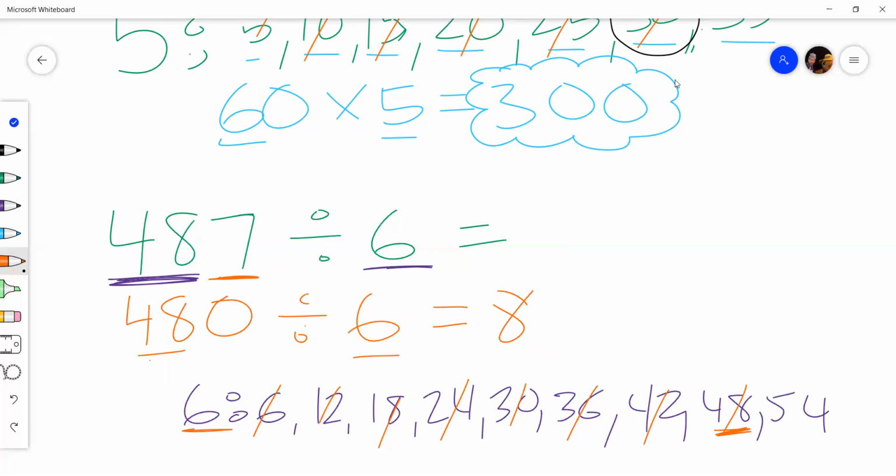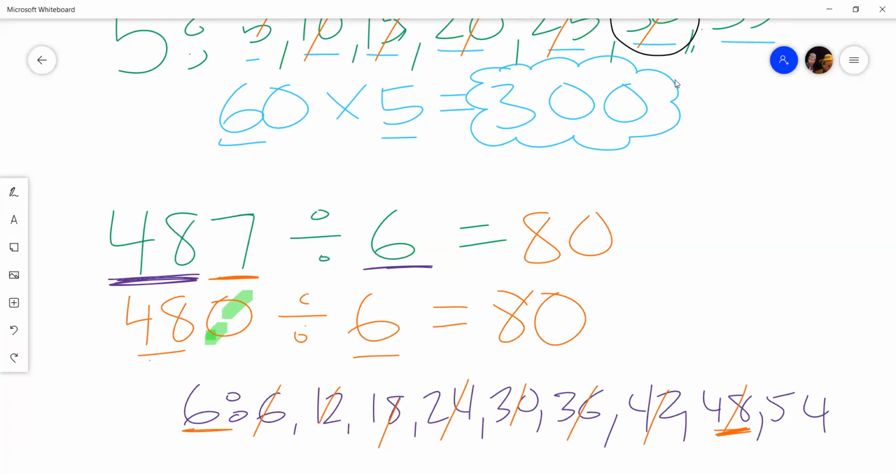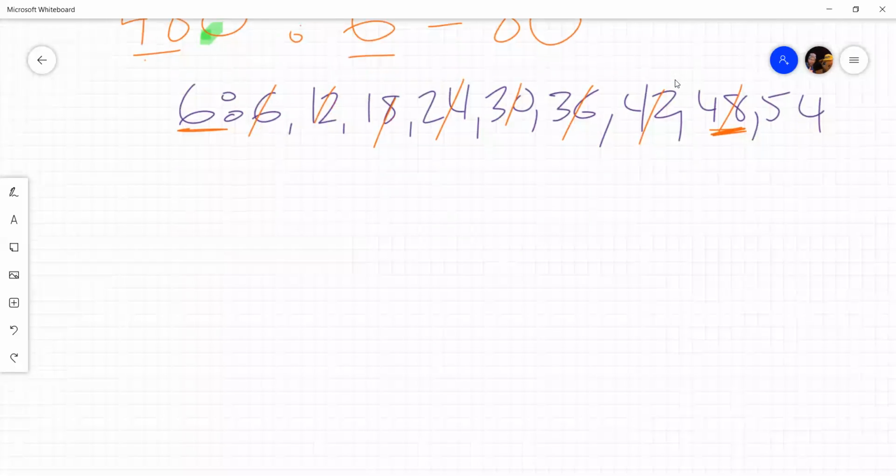And then again, there's a 0 right there, so I need a 0 here to make sure that I have the right answer. So estimation-wise, 487 divided by 6 is about 80. It's about 80. And again, you see how I did that. I used my multiples of 6 to help me round 487 to a compatible number. And then I divided it by the 6 to get 80. So of course, 2 examples still isn't going to do it. So let's do another one.